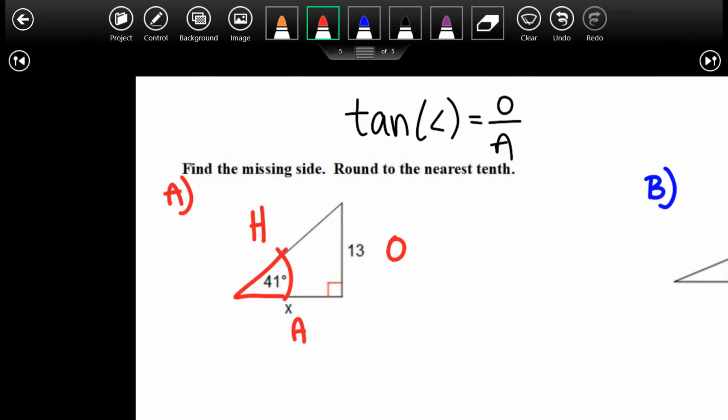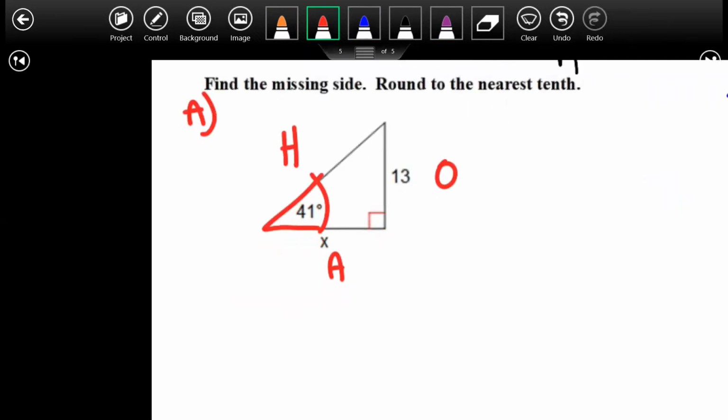So writing this, what would I write? Tangent of what? 41 is equal to 0.82? Oh, not yet. Give me the ratio first. 13 over x. Then what do I do from here?